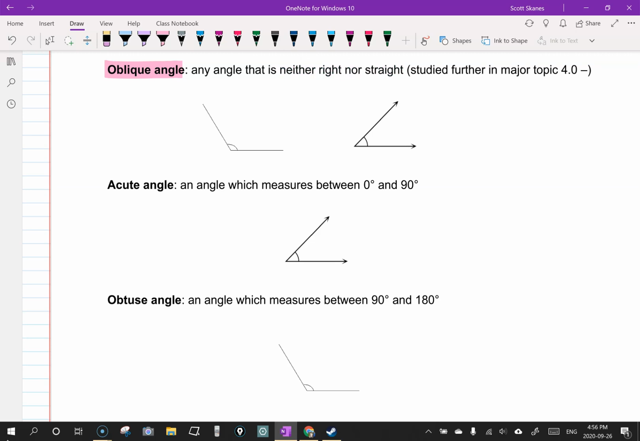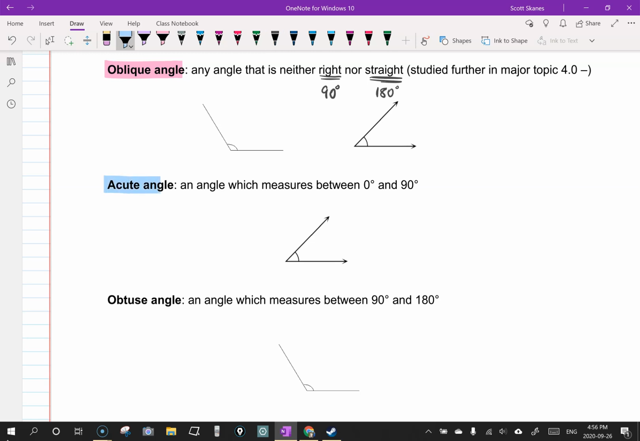I should probably split this up. Neither right nor straight. So it's not 90, and it's not 180. So anything in between. So 45 degrees, literally anything that's not 90 or 180 is called oblique. It just kind of means weird angle, not perfect.